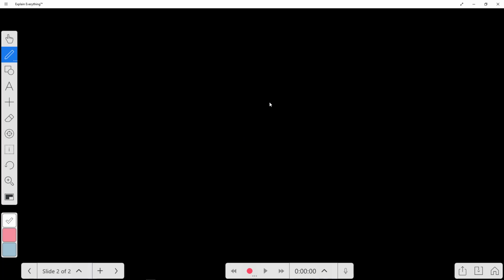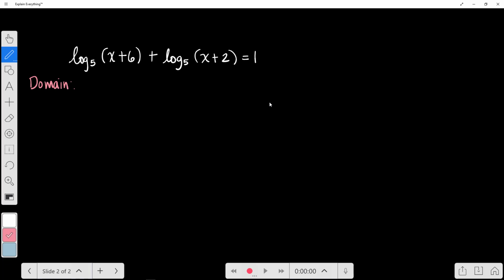Let's say I want to solve log base 5 of x plus 6, plus log base 5 of x plus 2, equals 1. Usually the first thing you want to do, because on that last one we talked about domains, is find the domains first so you know which solutions you wouldn't be using. Remember that you cannot take the log of a negative number, which means x plus 6 has to be positive, or greater than -6.